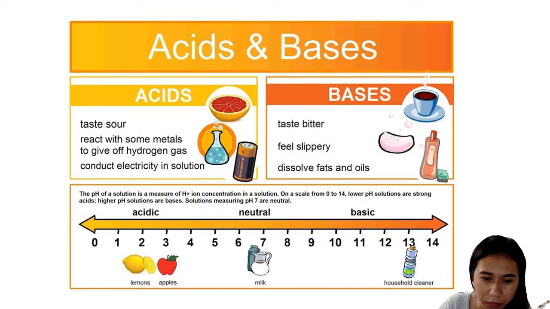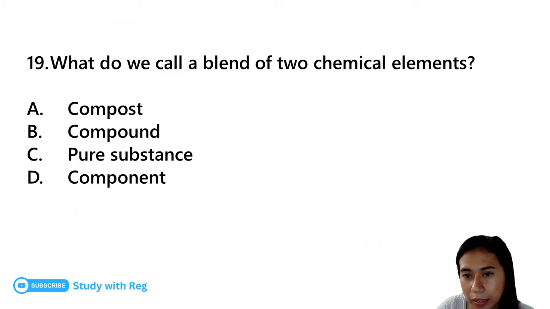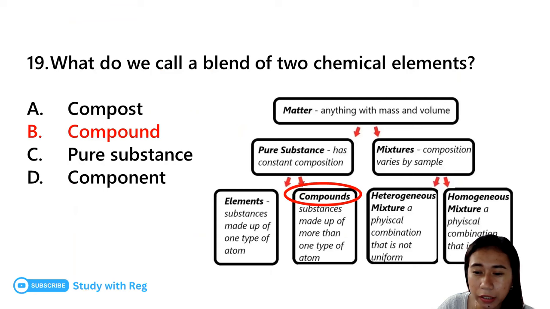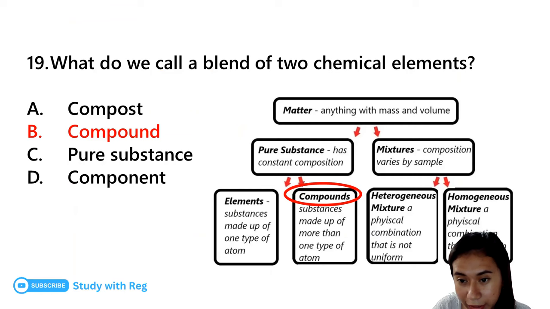Okay? Sige. Number 19, what do you call a blend of two chemical elements? A blend of two chemical elements. Tawag natin dyan, that's the compound. Ito yung classification of matter natin. Alam natin that matter is anything that has mass and volume. Anything that occupies space and has mass. So meron siyang dalawa. It is either pure substance or a mixture.